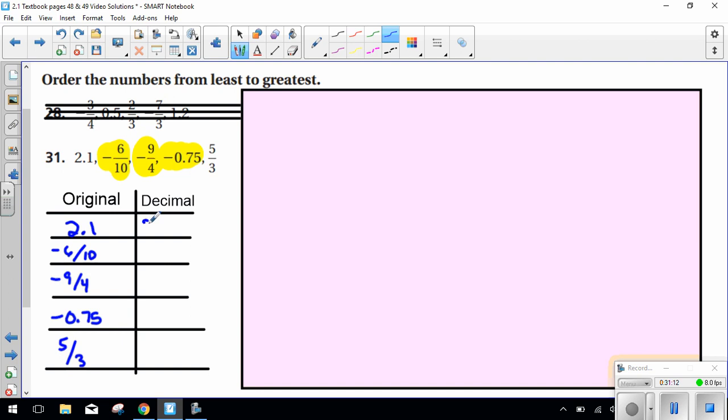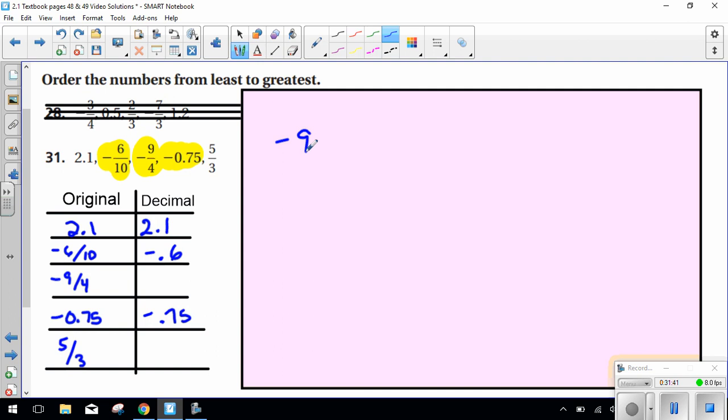The good part is some of these numbers are already decimals, like 2 and 1/10 and negative 75 hundredths. So I know negative 6/10 is negative decimal 6. It's the way I read the decimals, the way I read the fraction. Okay, so save yourself some work. If you don't remember, you'll have to divide it out.